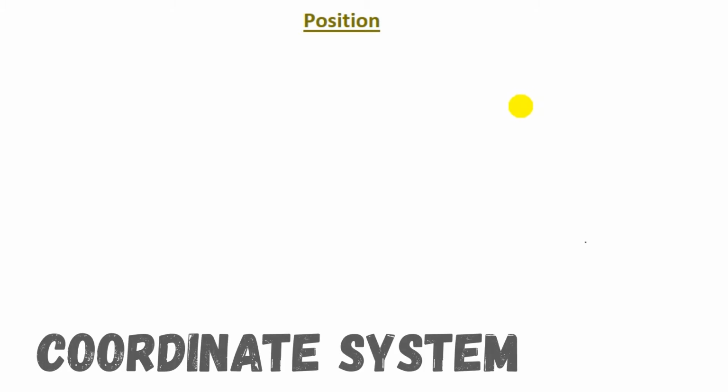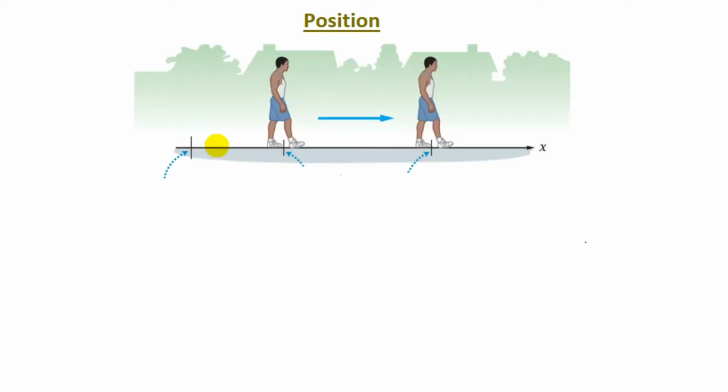Now the first step in describing the motion of a particle is to set up a coordinate system that defines the location of the particle, or what we call the position of a particle. Now the coordinate system in one dimension is shown in this image. So this is a coordinate system. A coordinate system is simply an x-axis with the origin, and this is our origin where x equals 0.